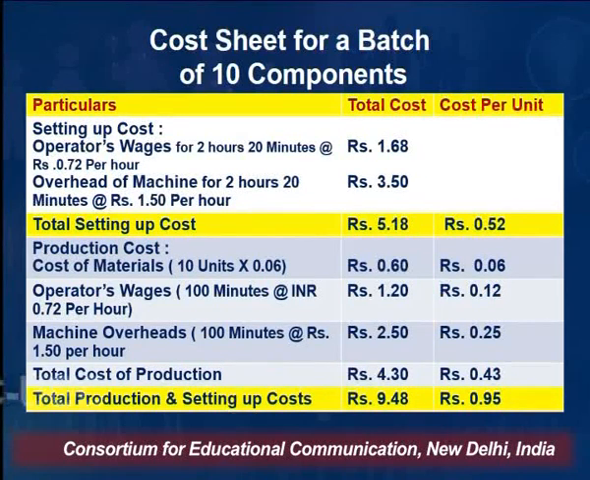But this cost is going to be constant, and you have to add the variable cost into it to arrive at total production and setting up cost. Now we shall proceed for the 100 components. The same process we have to follow for a batch of 100 components, where your total components manufactured in this step will be 100.